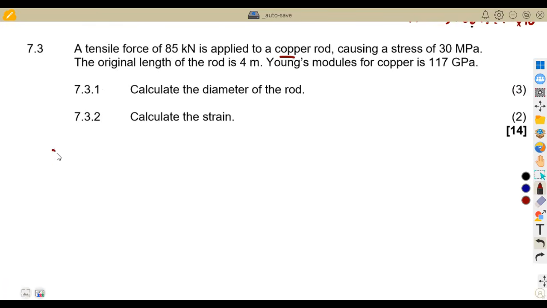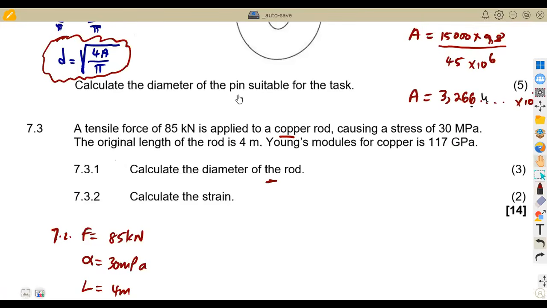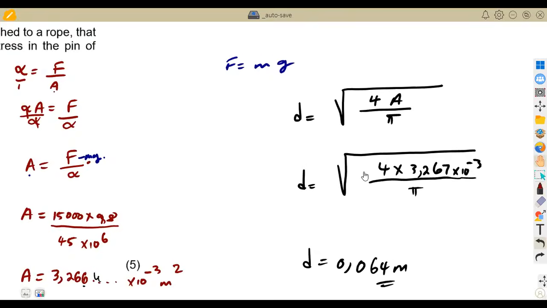We're given the tensile force, the force in this case of 85 kilonewton, having a stress of 30 megapascal. The original length of the copper is 4 meters. Then the Young's modulus is given as 117 gigapascal. Calculate the diameter of the rod. Just like the previous question, this one is a repetition. We have to calculate the area, then use the formula for the diameter from that area.